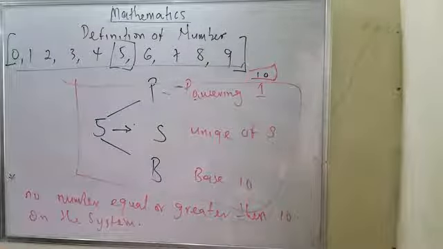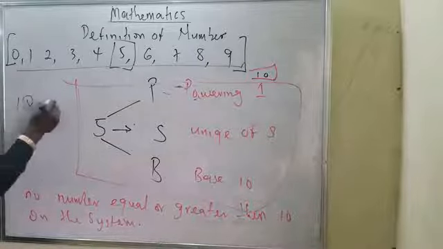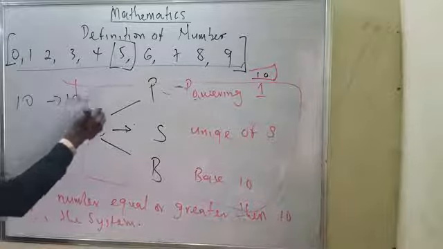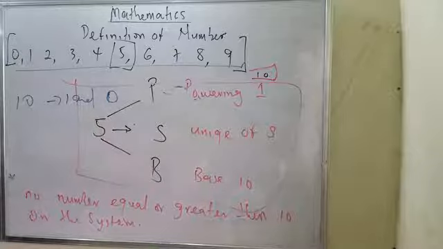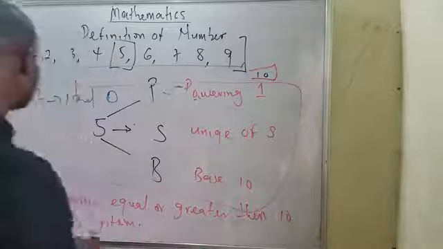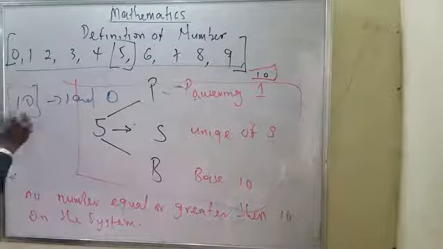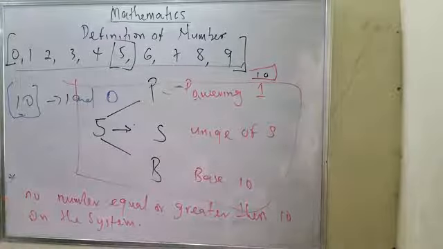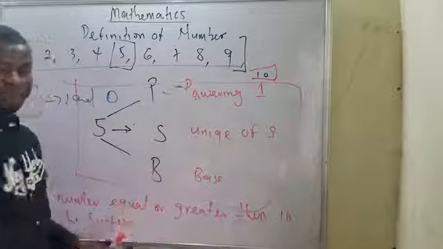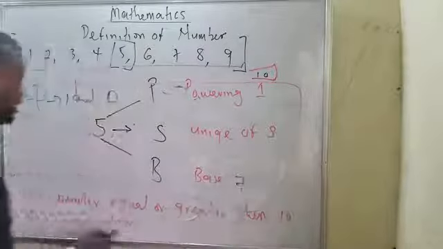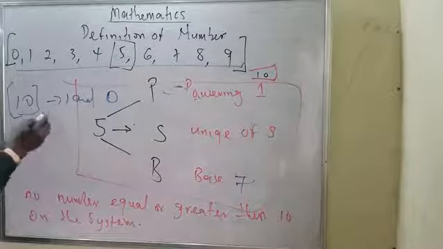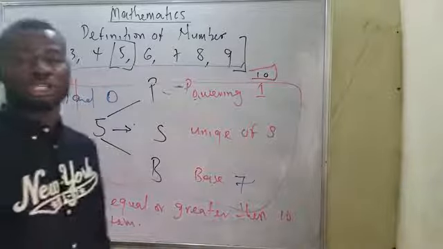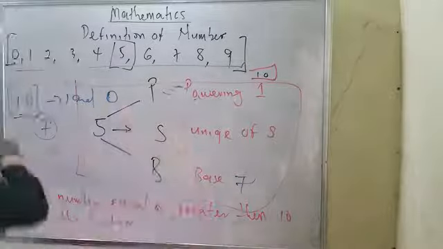Like, for instance, I want to write 10. 10 is a mixture of what? 1 and 0. But for your information, I call this number 10. Why? Because it's on base 10. Now, if this story changed, if it's no more in base 10, if it is base 7, for instance, I can't call it 10 anymore. The story changed. Everything about the system changed.